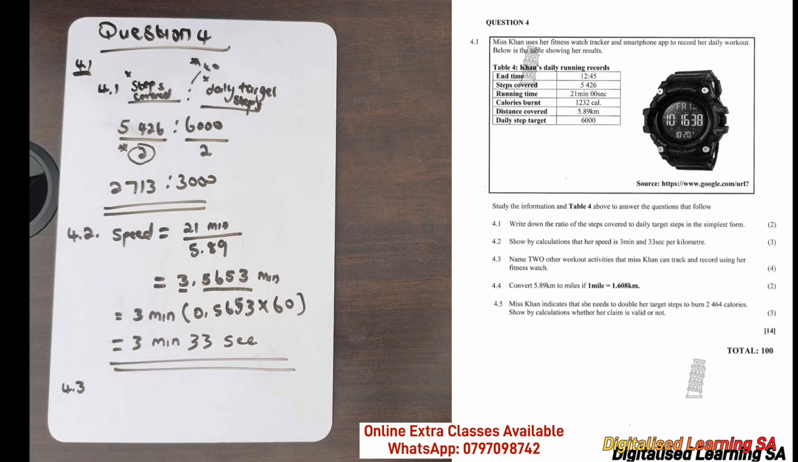So question 4.3 says name 2 other workout activities that Miss Kane can track and record using her fitness watch. So if she's walking and she wants to track that, she can track that walking. And if she's cycling, which is riding a bicycle, and she also wants to track that, she can also track that. So those are just 2 of many things that the smartwatch can track. So the answers are not limited to only these 2.